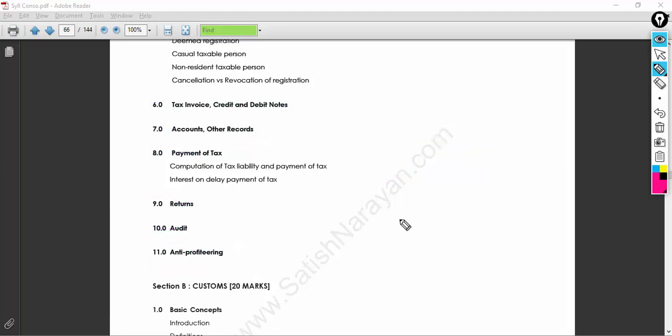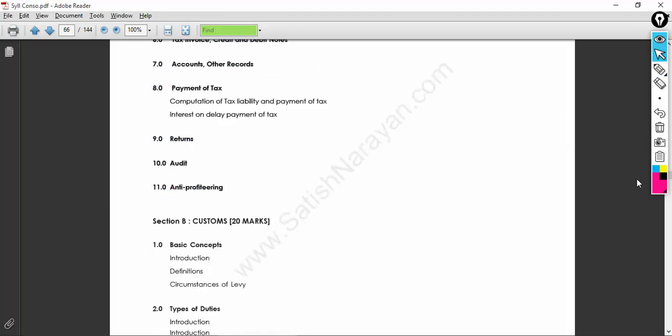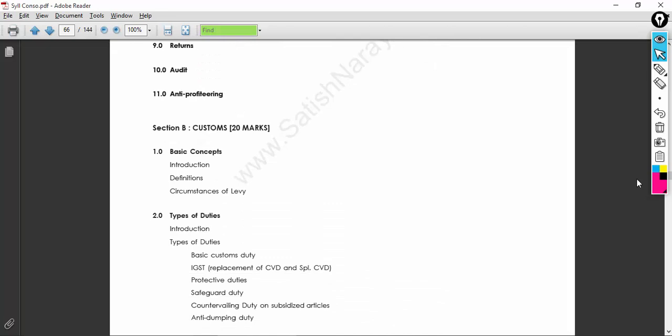In case you are able to know this, I can bet it will not be difficult for you to get 40 marks. I can bet. Coming to customs, we have 20%.